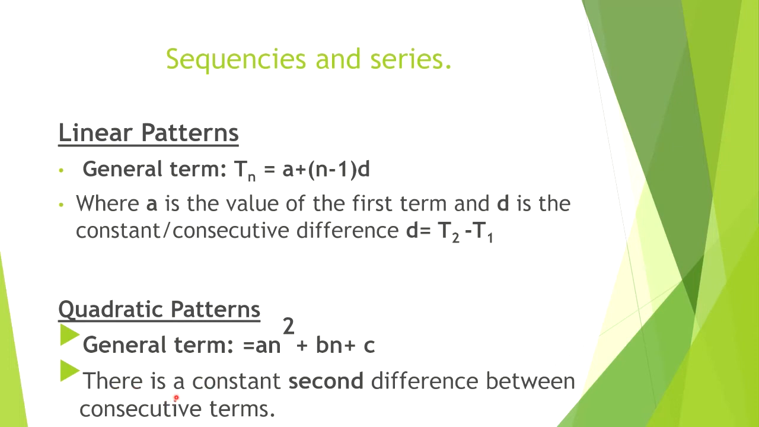There is a constant second difference between consecutive terms. That's the difference between the linear patterns and the quadratic patterns. The linear patterns have a constant first difference, and the quadratic patterns have a constant second difference. So the quadratic pattern's first difference is not constant, but the second difference is constant. I hope you get me.